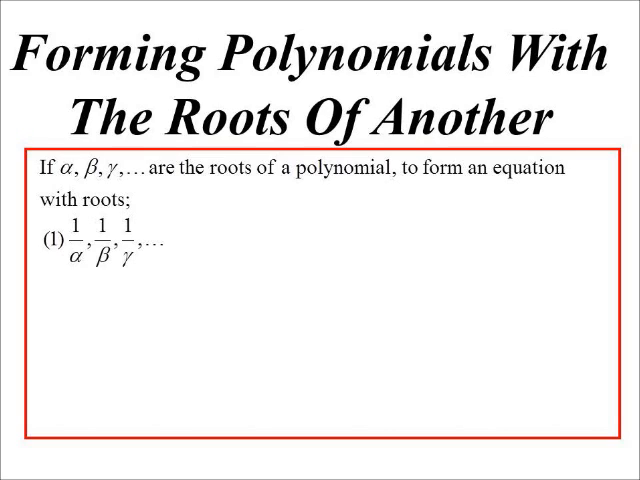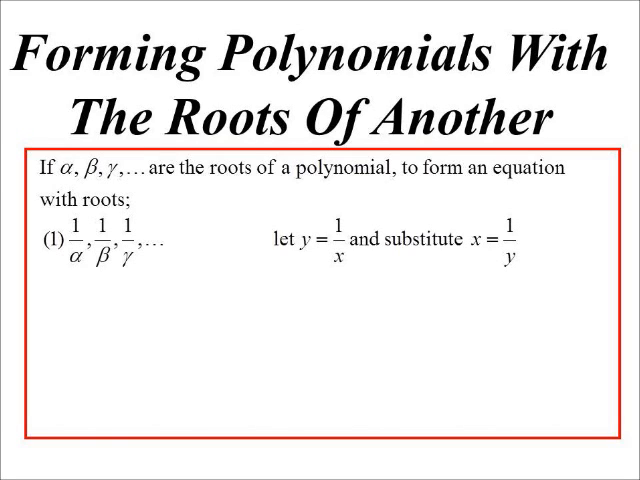Now, we don't actually need to find alpha, beta and gamma to do it. What we do is we say, okay, I'm going to let y equal 1 on x. So you let y equal basically the form of the root. And so x is where the root is. So the root's on the bottom of the fraction. So y equals 1 on x. Make x the subject, and then substitute that back into the original polynomial. And that becomes the new one.